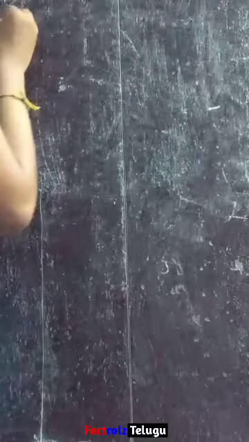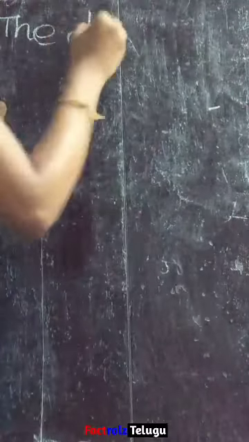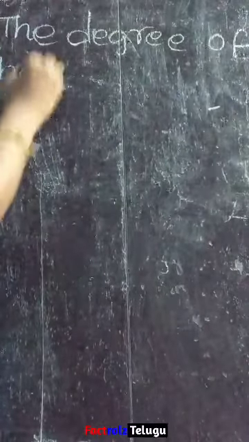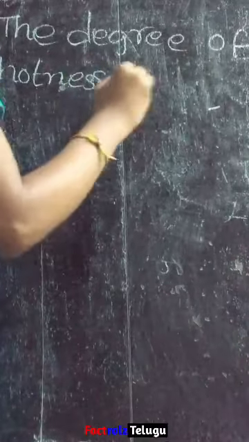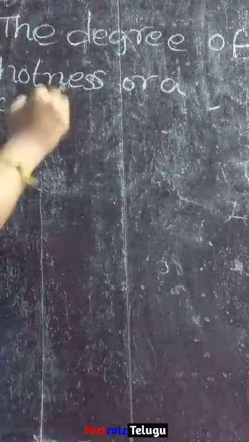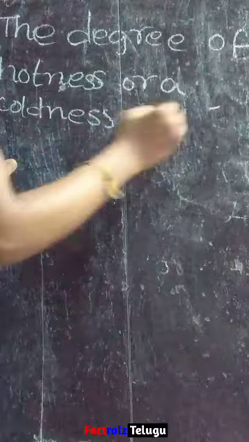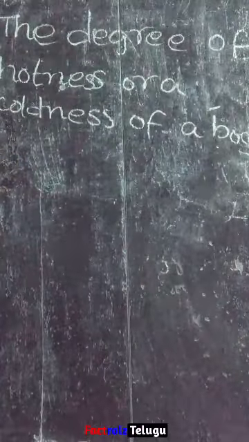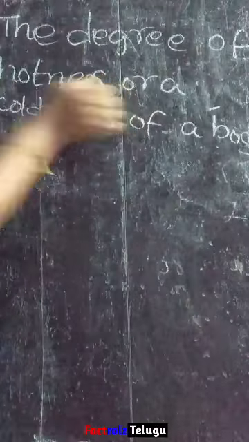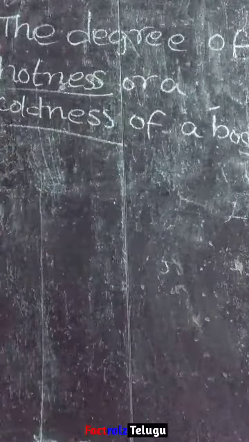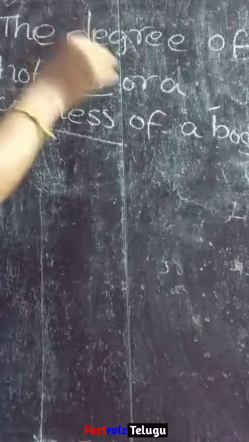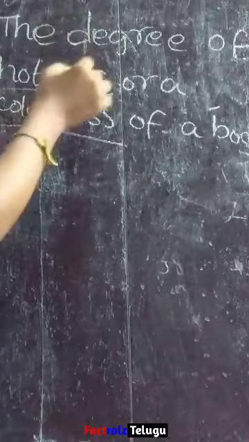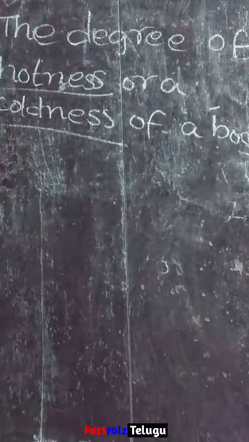So the definition of temperature is the degree of hotness or coldness of a body. So it is defined as temperature. Whether the body is in a degree of hotness or in coldness, the degree which tells us about that is known as temperature, whether the body is at the hottest degree or the coldest degree.